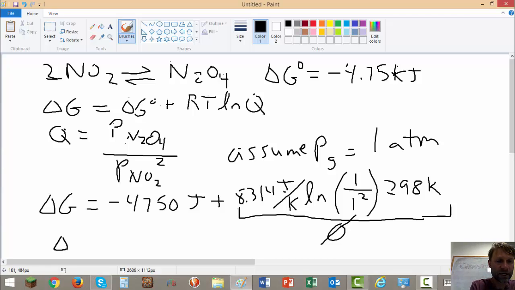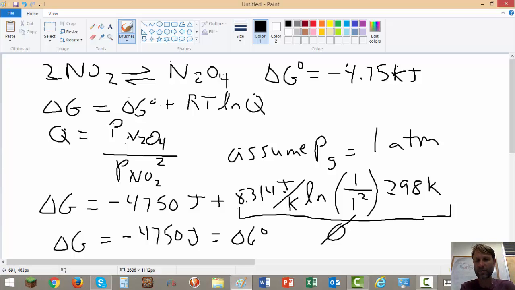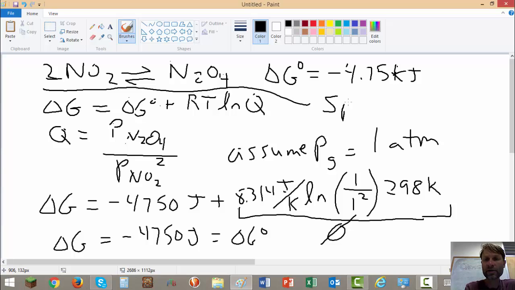And so then delta G equals minus 4750 joules, which equals delta G0. So the definition of delta G0 is when the partial pressures are both at 1 atmosphere. So according to this result, delta G equals minus 4750 joules, this reaction as written is spontaneous right here. And so when you mix 1 atmosphere of N2O4 with 1 atmosphere of NO2, the reaction quickly shifts to the right to give you more N2O4 and less NO2.